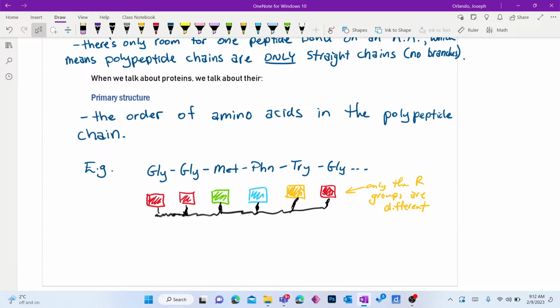If you put 3 big bulky ones next to each other, are they going to still continue to make a perfectly flat chain, even though the group coming out the top is big, massive, and takes up a lot of space? Or are they going to push against each other? They're going to push against each other. If they push against each other, what's going to happen to the chain? It's going to, not necessarily tangle, but it's going to change direction, right? It's going to curve. It's going to change shape. So the primary structure refers just to the order of amino acids that we put them in.